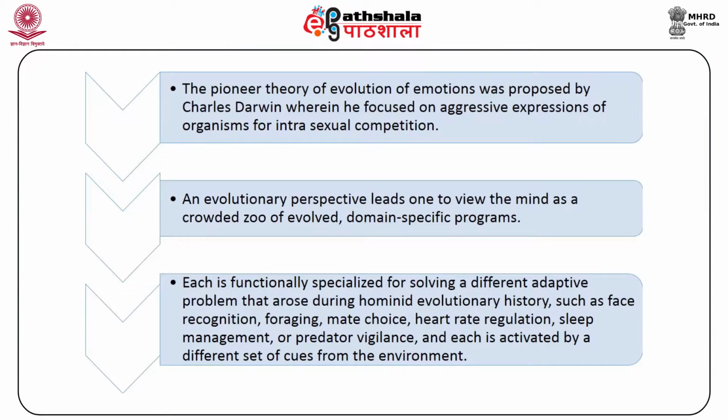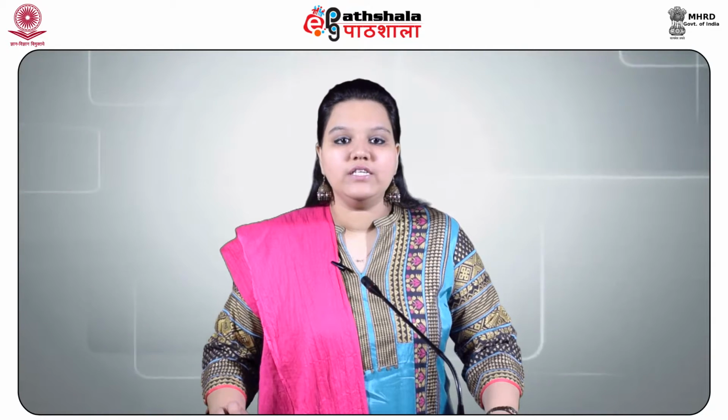Universal emotions. The pioneer theory of evolution of emotions was proposed by Charles Darwin, wherein he focused on the aggressive expressions of organisms for intra-sexual competition. An evolutionary perspective leads one to view the mind as a crowded zoo of evolved, domain-specific programs. Each is functionally specialized for solving a different adaptive problem that arose during hominid evolutionary history, such as face recognition, foraging, mate choice, heart rate regulation, sleep management or predator vigilance, and each is activated by a different set of cues from the environment. But the existence of all these micro programs itself creates an adaptive problem.